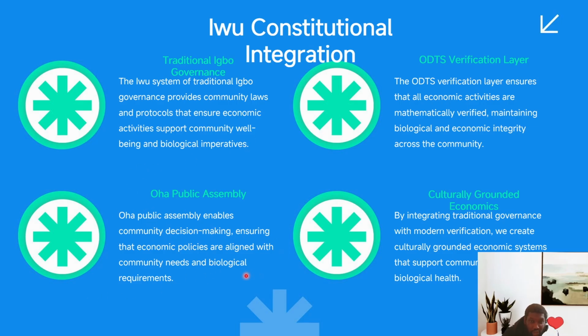ODTS, one public assembly, or how public assembly enables community to make decisions. The comments are aligned with community needs biology provides. So basically, it just means that the public assembly community showed the community policies are aligned. These systems were not perfect, but the new work to the humans that are meant to do it, the people that are meant to do the job.